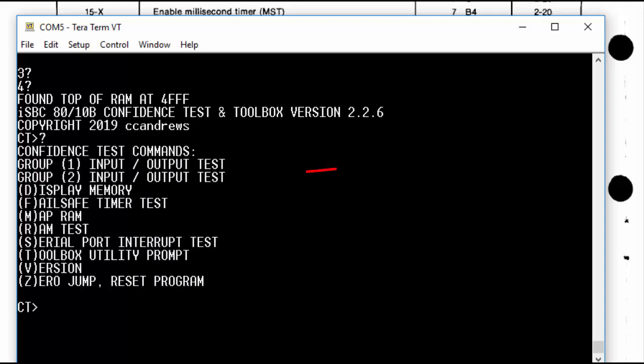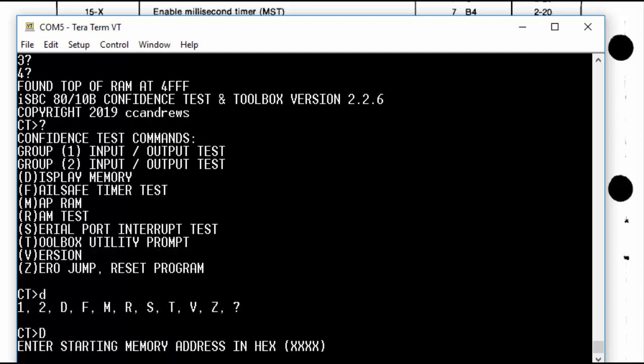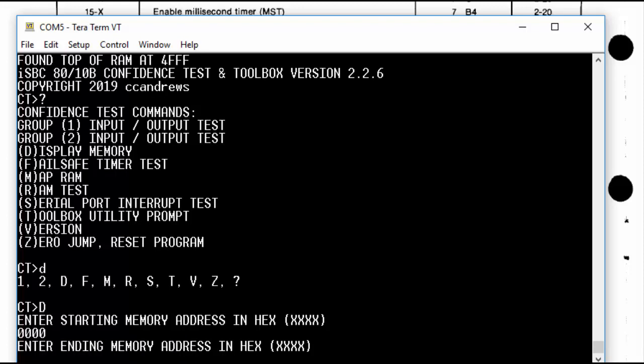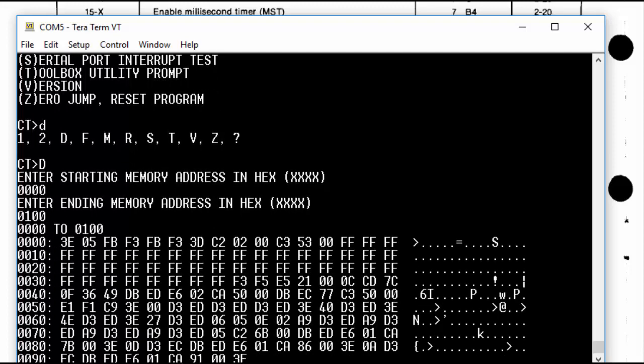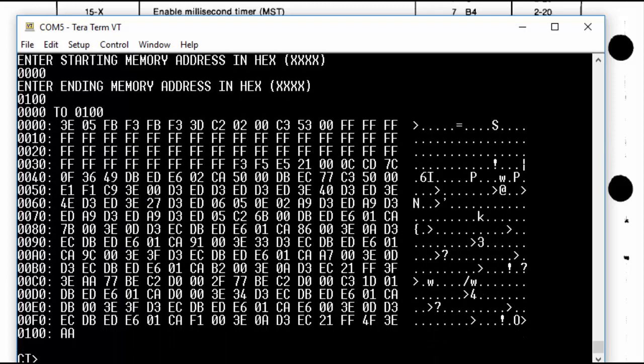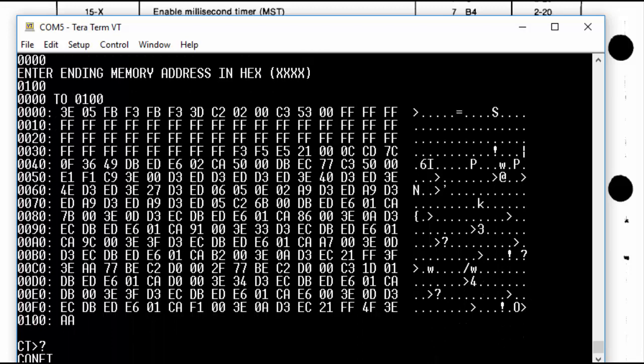So this confidence test, I have some various commands in here. I can do I/O commands for either group 1 or group 2. I can display memory, so I can do a dump, for example. So if I just do a dump, oops, have to be in uppercase, a dump to starting memory of 0000 and the ending memory of 0100. So I can do a memory dump. I can do all the typical things you would want to do for a confidence test.